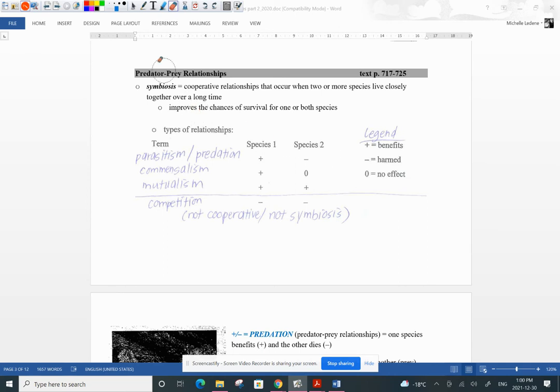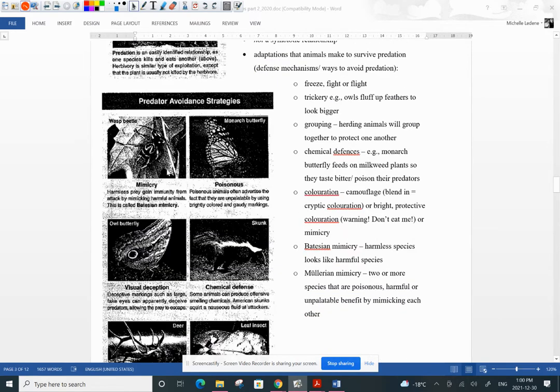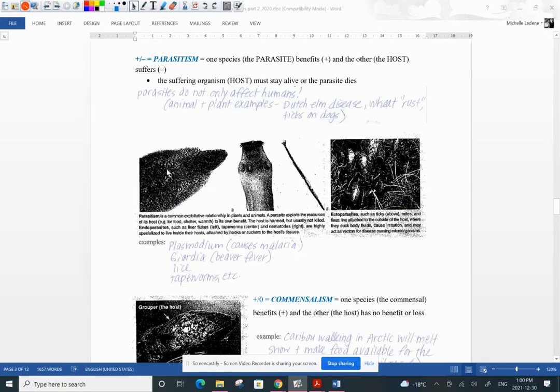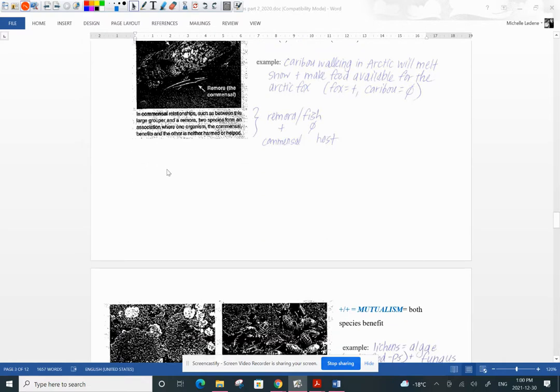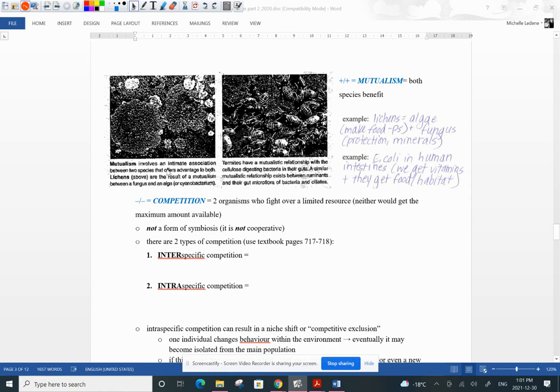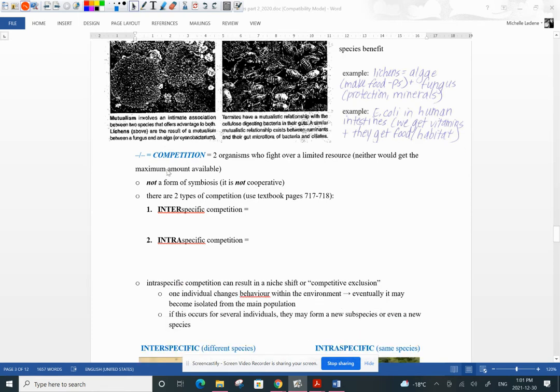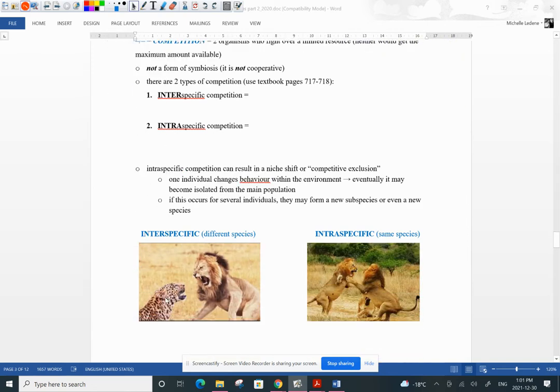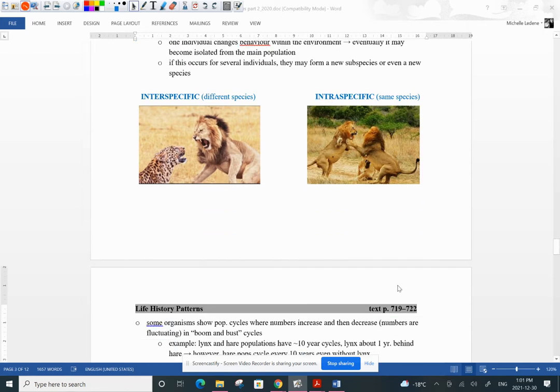We also talked about the different types of relationships, like predator prey, and sorry, I keep popping that up. We also talked about ways to avoid predation, what is a parasitic relationship versus commensalism, and so be able to identify these or describe them on a formative or a summative. Know the difference between mutualism and competition, the two different types: interspecific, between two different species, and intraspecific, within the same species. So we did lots of this.